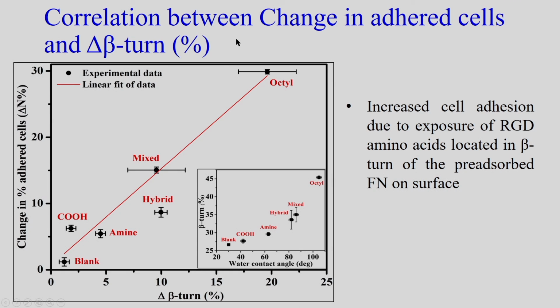So, here we are trying to correlate the change in the adhered cells and the delta beta turn. Delta beta turn means the change in the beta turn after the adsorption, and here we are plotting the change in the percentage adhered, delta n, versus delta beta turn, and we observe a very linear fit. So, what it suggests is that the RGD motif is located in the beta turn, and with the increase in the delta beta turn, there is an increase in the delta n. This gives insight into how pre-adsorbed protein will be helpful for cell adhesion. Also, from the change in the secondary structure, we should be able to understand how it is going to affect the cell surface interactions.